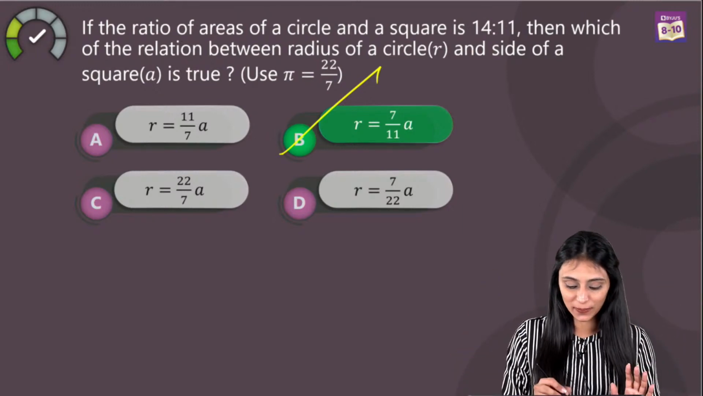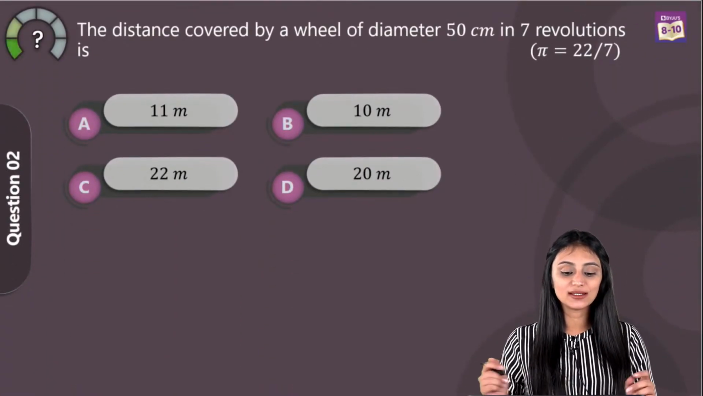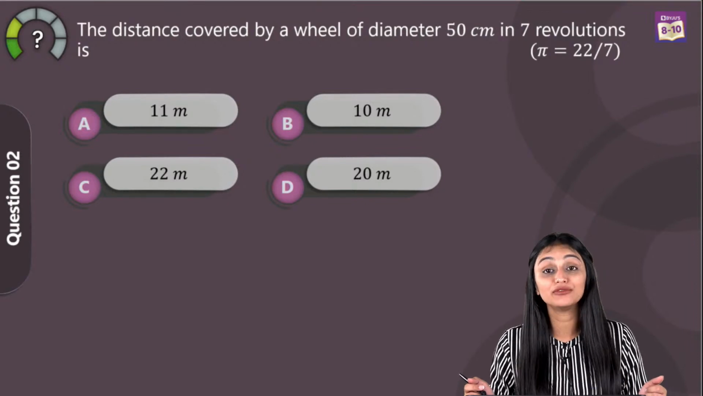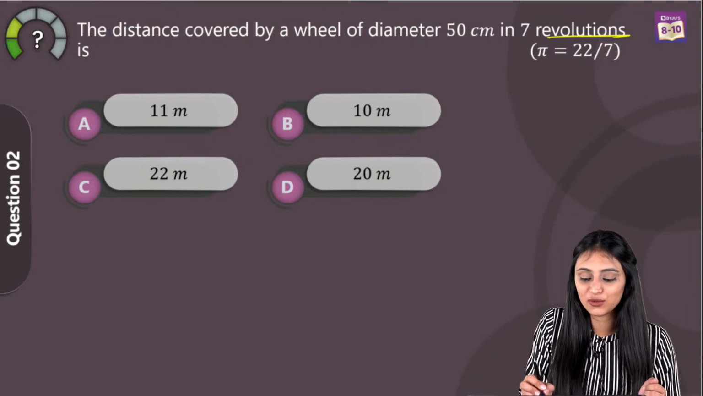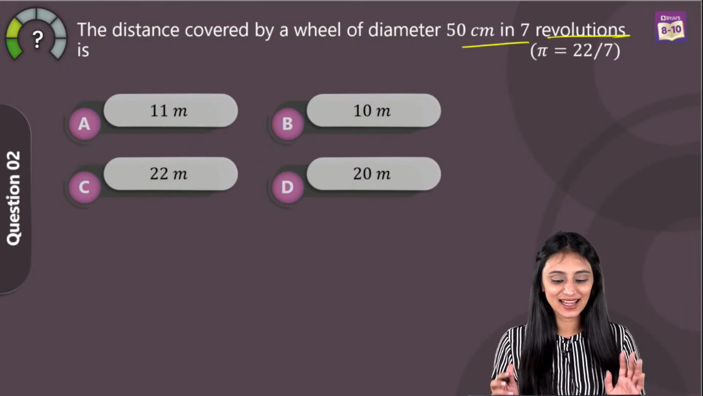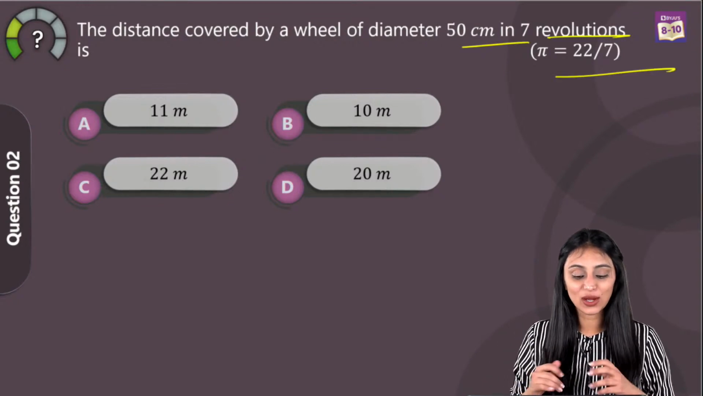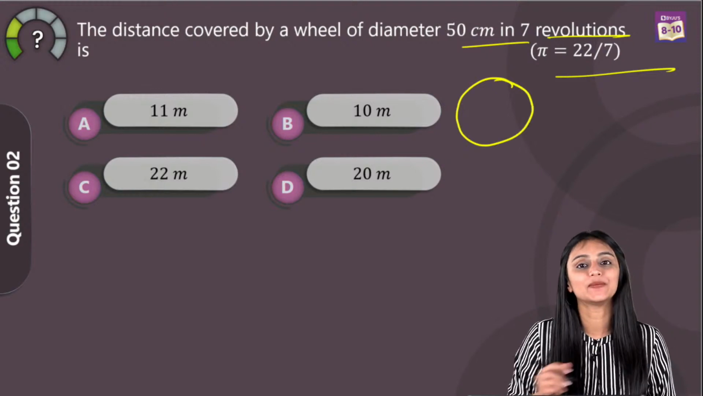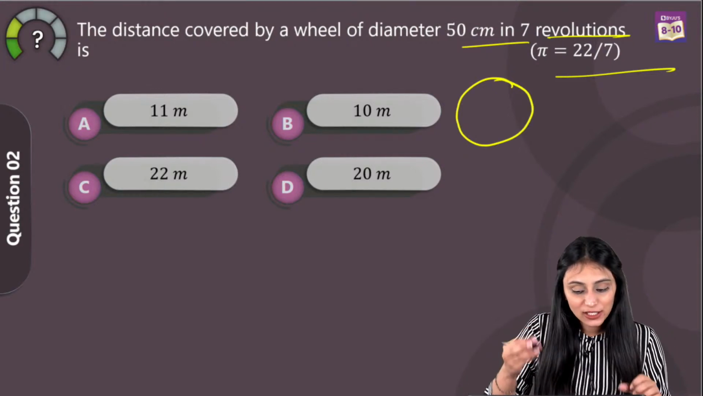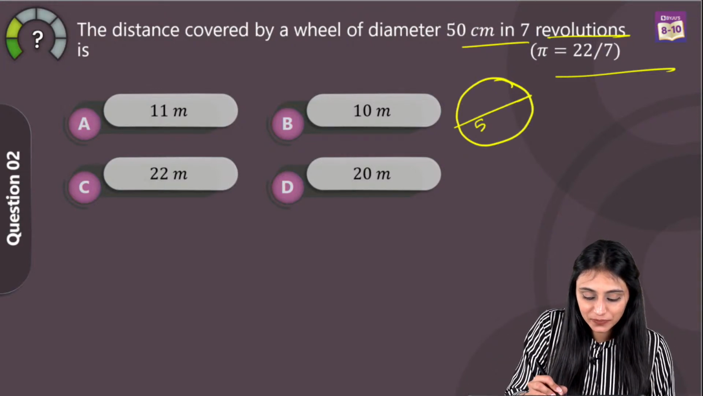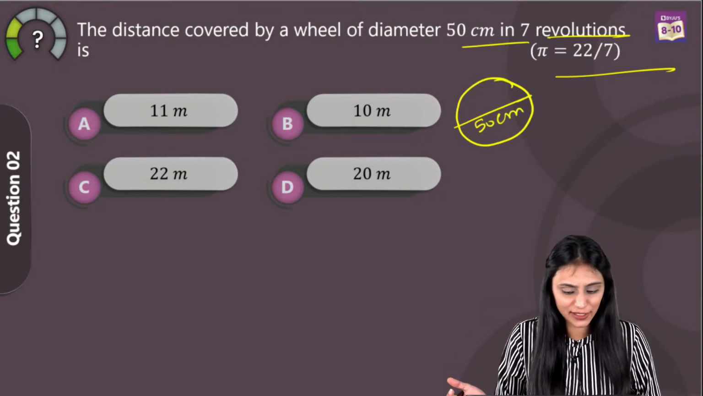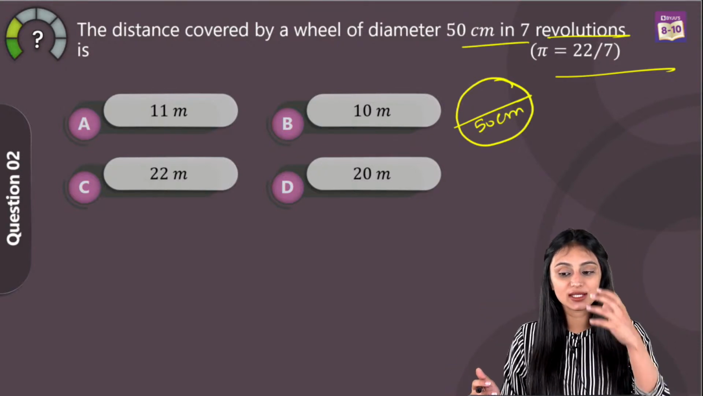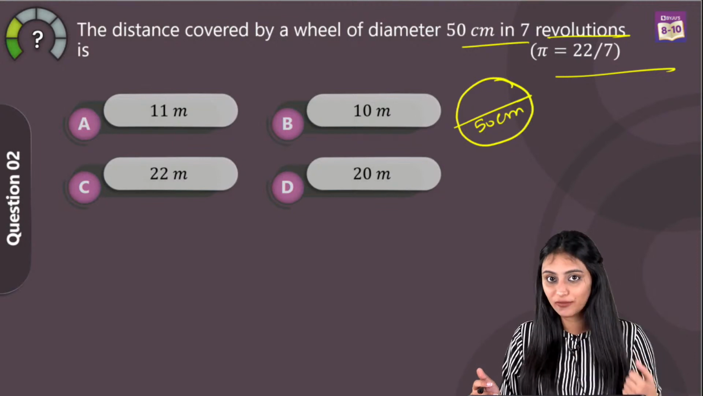This was a very simple one. Now let's take a look at the next question. The distance covered by a wheel of diameter 50 centimeter in 7 revolutions is. This is very easy, right? And the value of pi is given. You have to calculate the entire distance covered by a wheel. The wheel is circular with a diameter of 50 centimeter, so obviously we can get the radius from here as well. So how much distance does it cover in 7 revolutions?